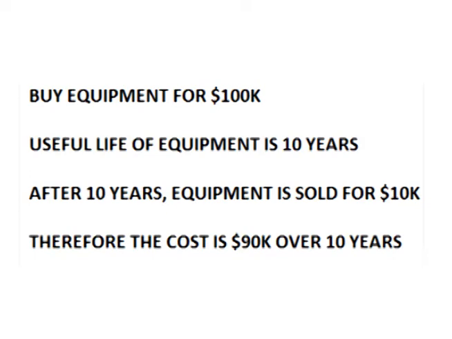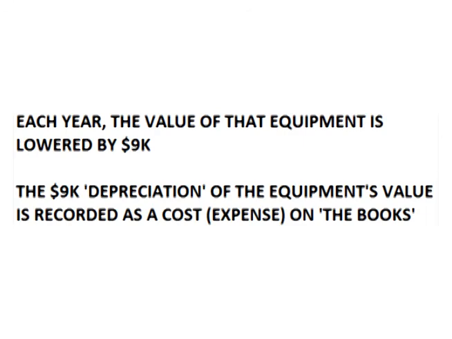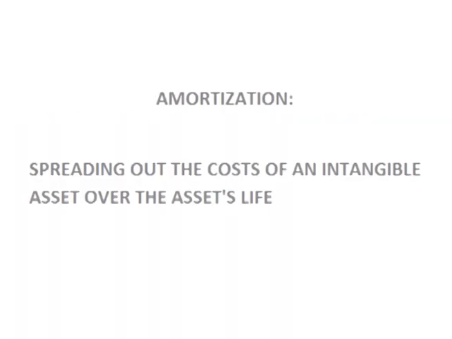When the company first buys the equipment, it records an asset worth $100,000 on its books. Each year, the company depreciates the asset by 10% or $9,000. In other words, it lowers the value of the asset by $9,000 and records that depreciation of the equipment's value as an expense on its books.